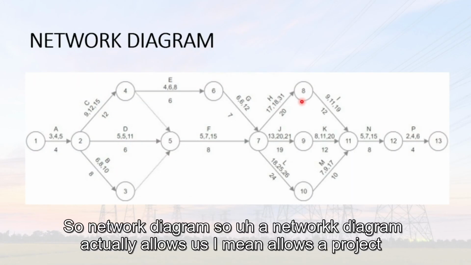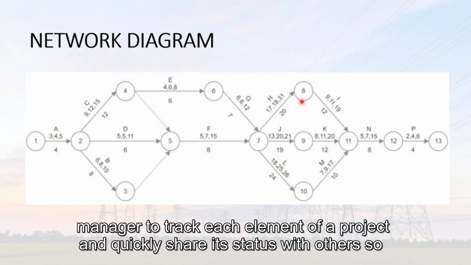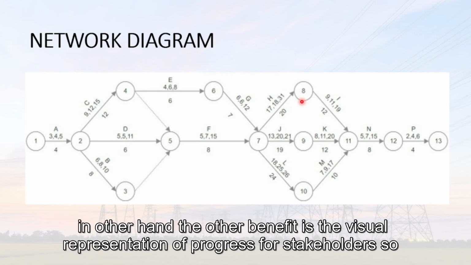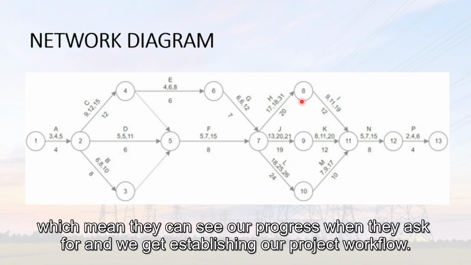So, network diagram. A network diagram allows a project manager to track each element of a project and quickly share its status with others. The other benefit is the visual representation of progress for stakeholders, which means they can see our progress when they ask for it, and we can establish our project workflow.